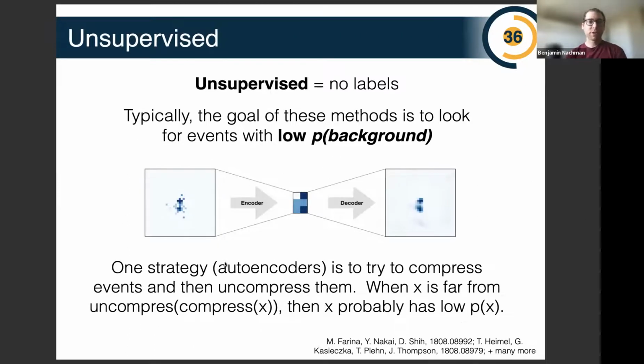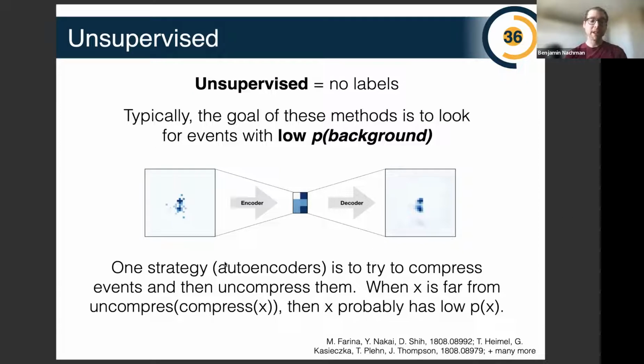So for unsupervised, there's no labels. And typically the goal of these methods is to look for events with low background density. In particular, the assumption here is that if the new physics exists, it will be rare. And so under the background only hypothesis, we're looking for events that have a low density. There are a number of strategies to look for events with low density, and they vary in exactly how they do this.